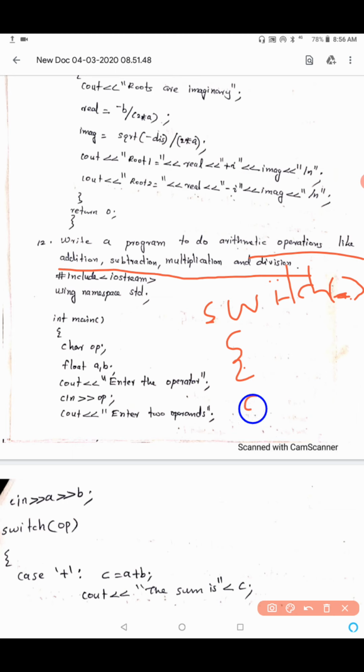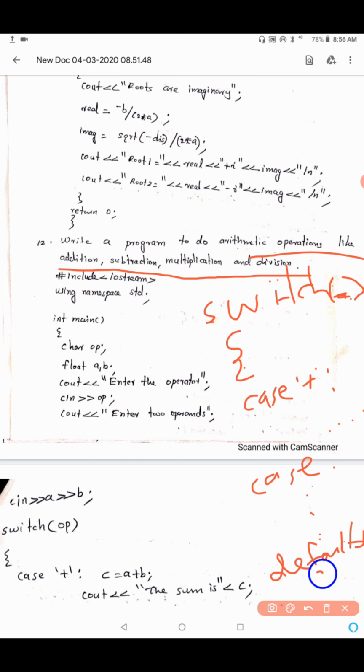Then the first case, I will write here case. If it is case 1, the constant is 1. Otherwise, if the constant is a symbol, like plus, I can give that. After case I have to give the colon, and then here I have to give the statements. Then the next case I will give like this, and continue. Finally I have to give the default case. After that, at the end I have to close the bracket.